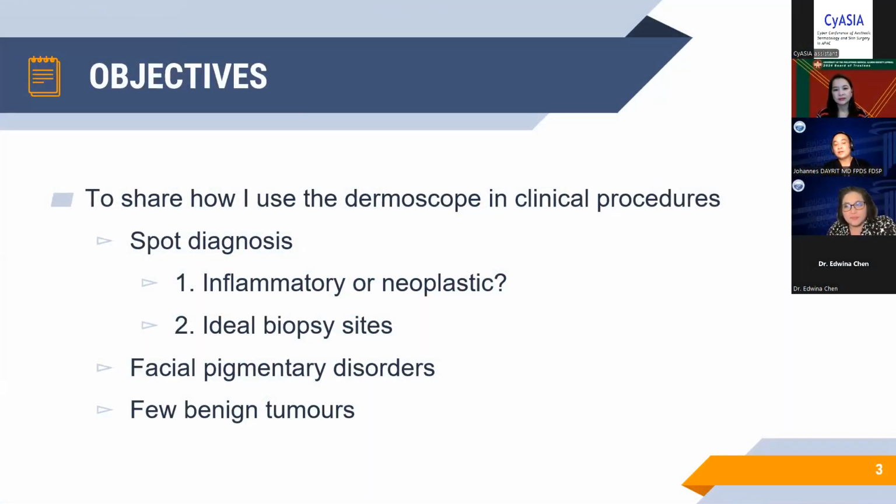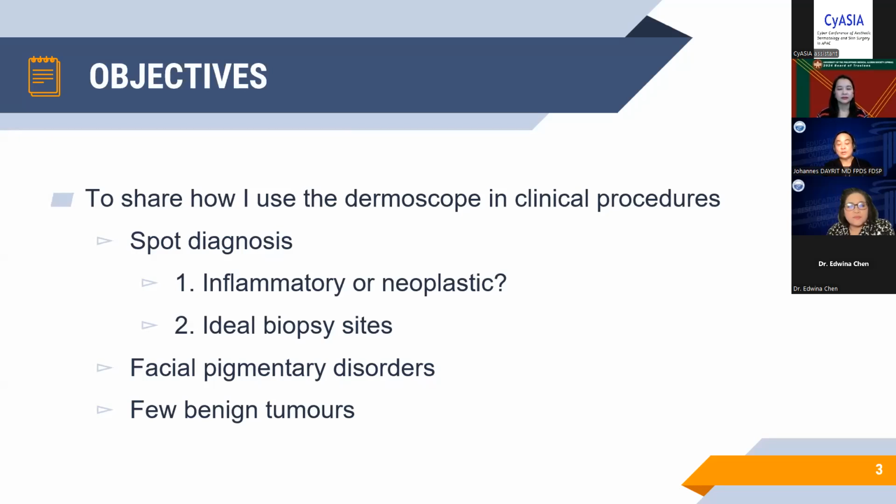So I find it very useful to come up with what is called a spot diagnosis or a 5-second diagnosis. After looking at the images, I usually ask myself whether I think the lesion is inflammatory or neoplastic. Then I decide which are the ideal biopsy sites, or whether I should do only one biopsy or two biopsies on two different skin lesions.